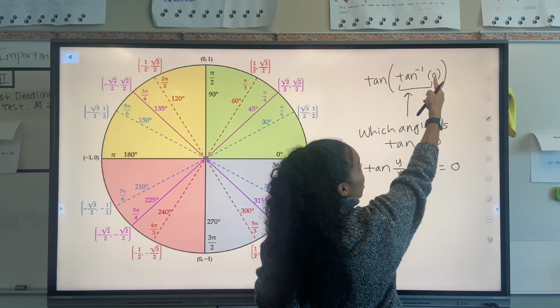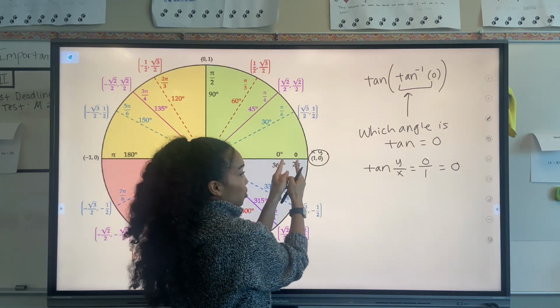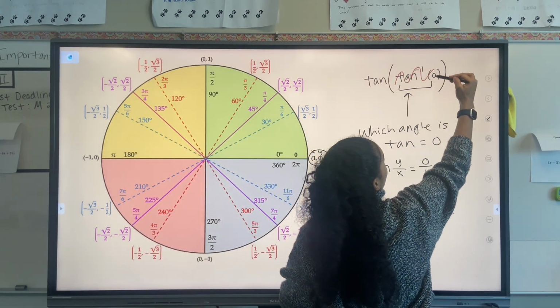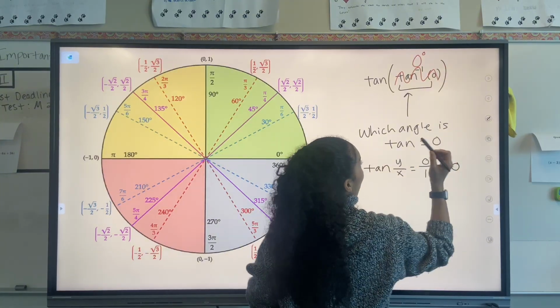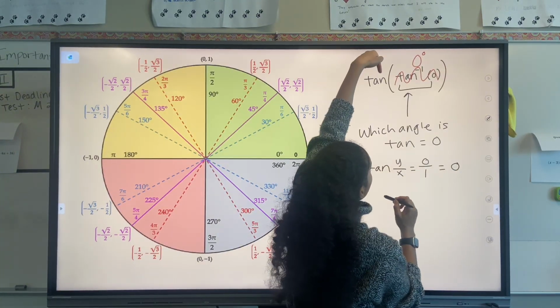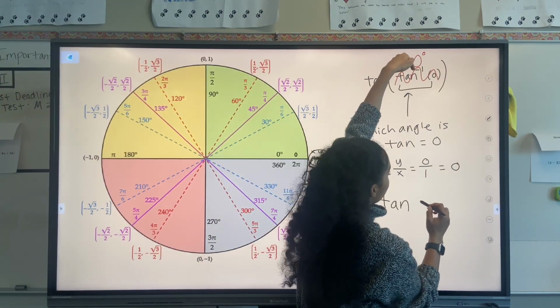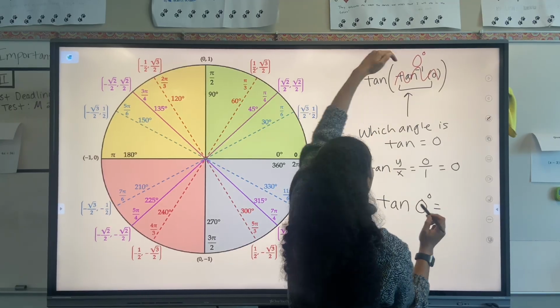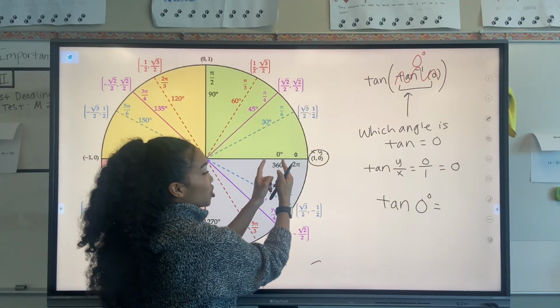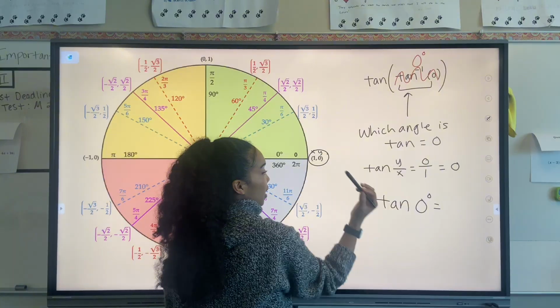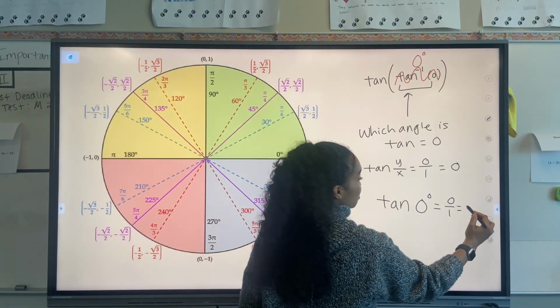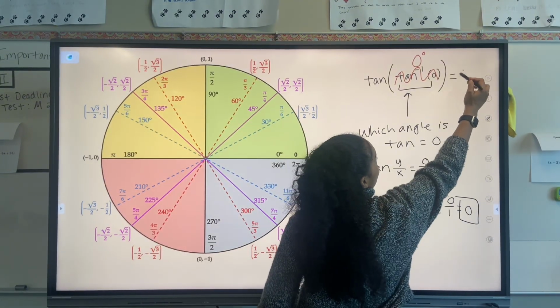Where is tangent equal to 0? At 0 degrees. So now we're answering the question, what is tangent at 0 degrees? Well, at 0 degrees, tangent is y over x, so 0 over 1, which is 0. So your answer is 0.